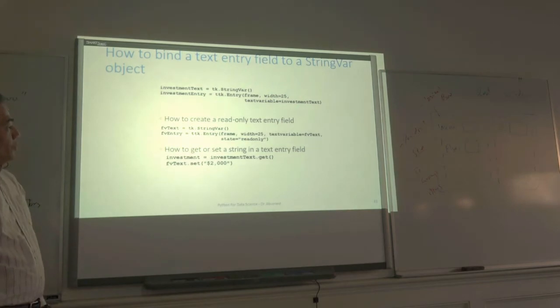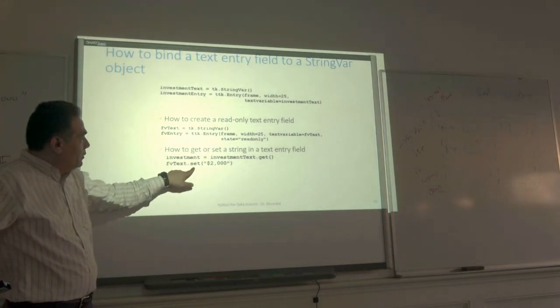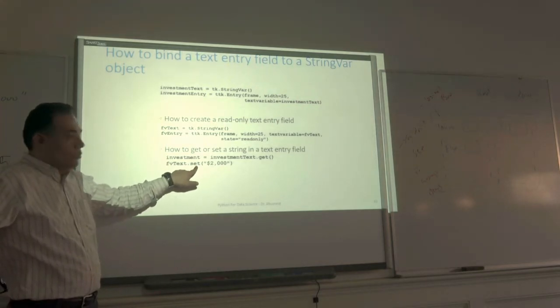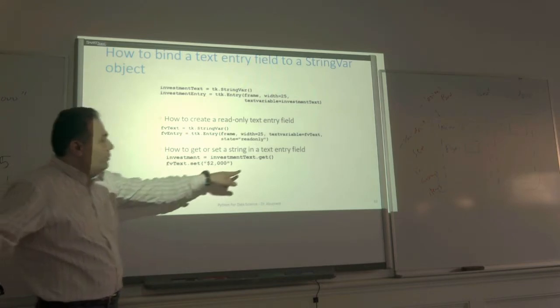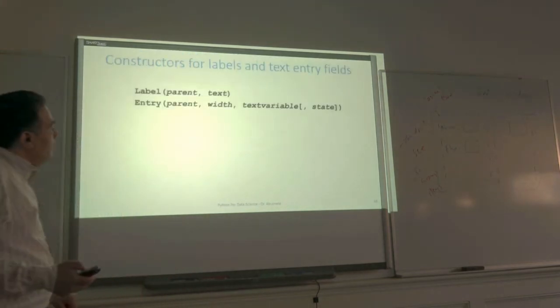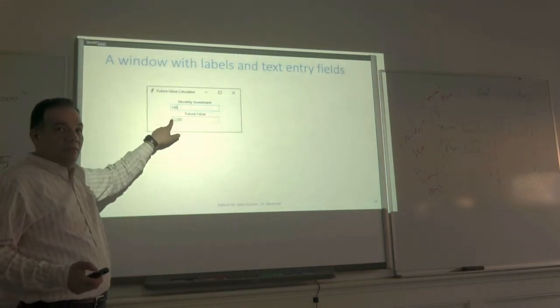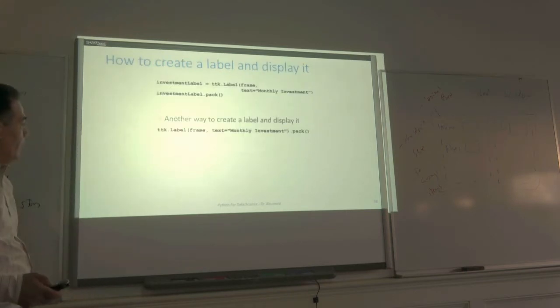How to get or set in the text entry field? Very simple. Okay. Set to set up the value. Okay. And get to read the value. So this is to set the value and read. Set, what does it mean? You write. Get to read. Get to read. All right?